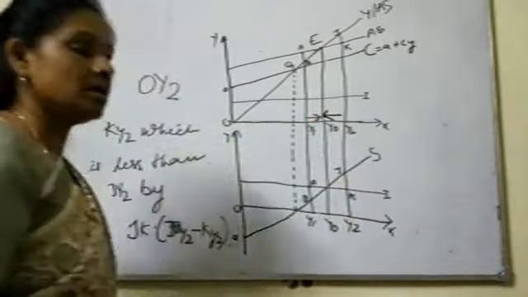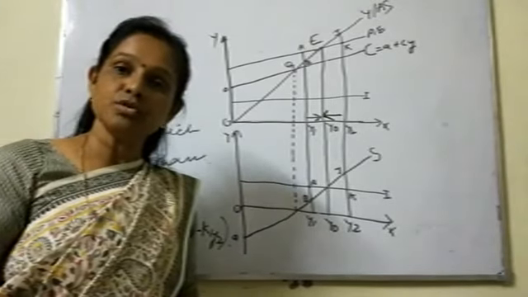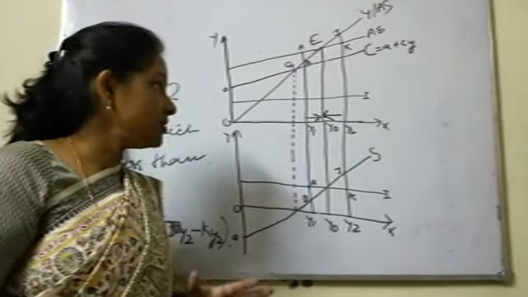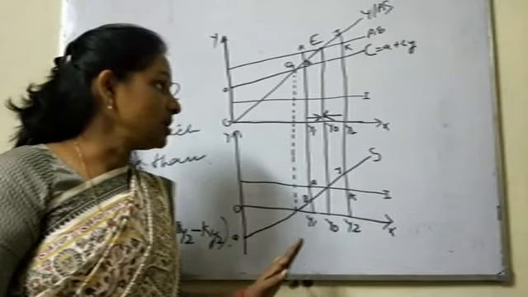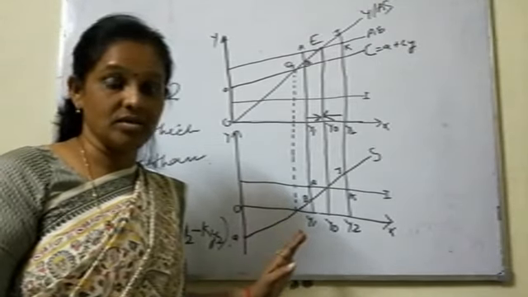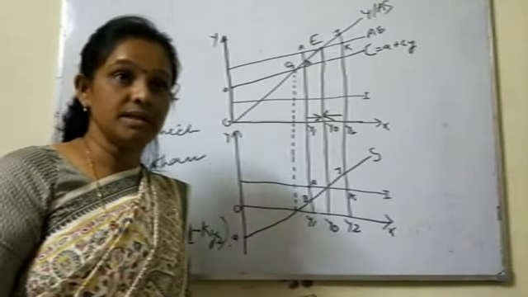Is it clear? So this is your complete notes of aggregate demand and aggregate supply, and this is your diagram. You have to practice this diagram, and if you have any problem, please clear your doubts.